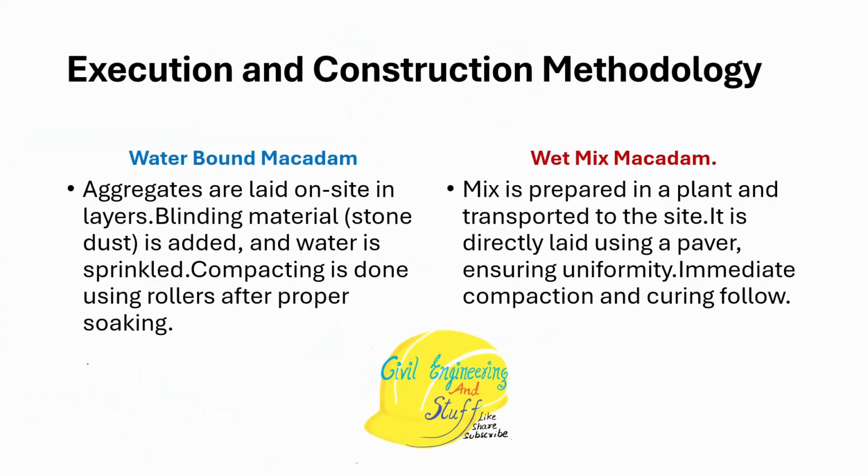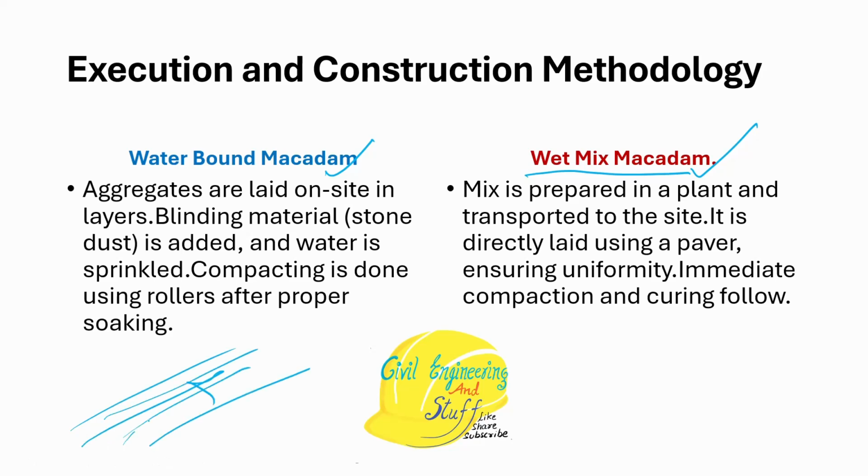Now, the difference in execution and construction methodology is that WBM is more or less done manually, while in wet mix macadam the compaction is done through roller compaction. In WBM, the materials are laid manually, and then the roller is applied, then fines are spread, then water is spread, then binding material if required is spread, then water is spread again. That is done using a roller compactor, right? While for wet mix macadam, more sophisticated paver machines are used for laying out.